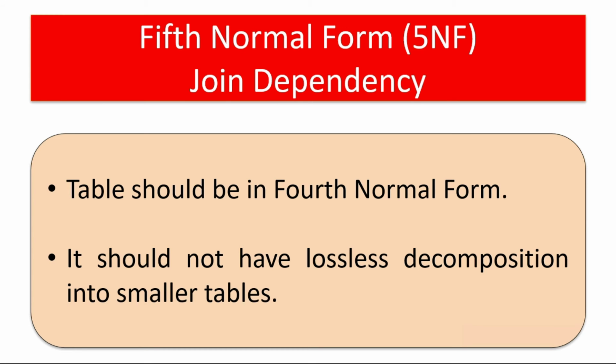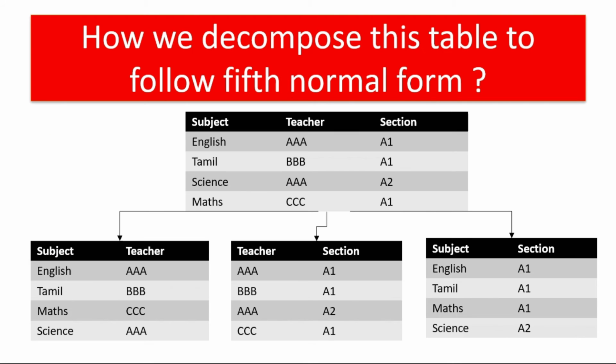So now coming back to fifth normal form. What is fifth normal form? The table should be in fourth normal form. Then there should not be any lossy decomposition possible. Now let us take the same table and try to bring it to follow fifth normal form. What we did initially is split it into two tables: subject and teacher, teacher and section. So we have data of the teacher handling subject and the teacher going to section. But the data of a teacher handling a specific subject for a specific section is lost.